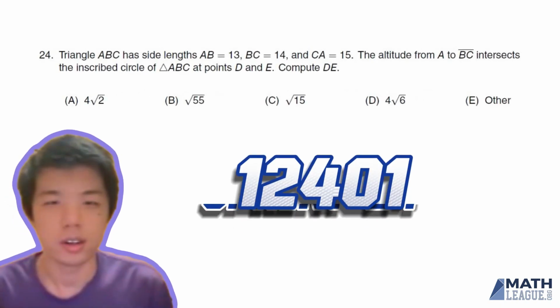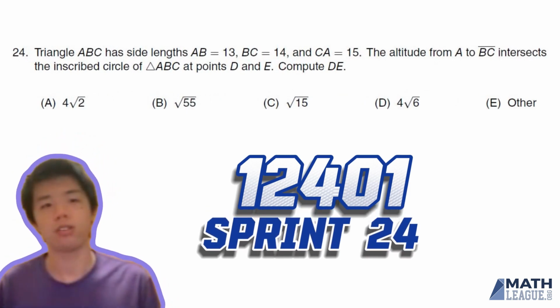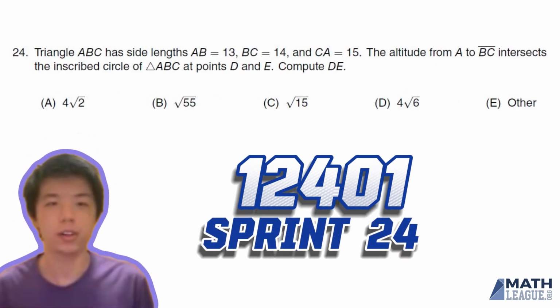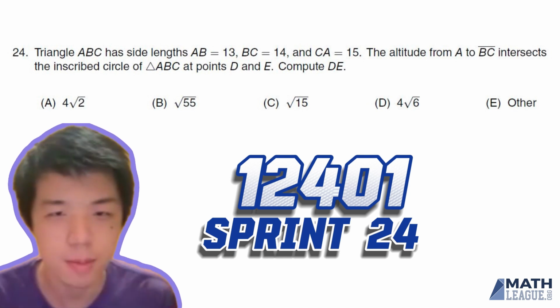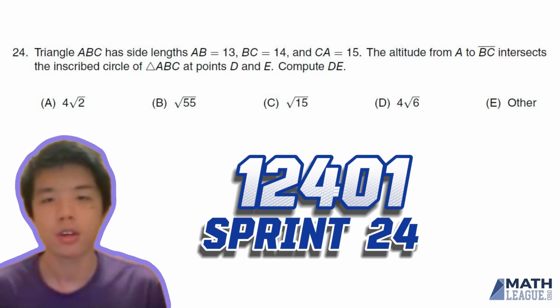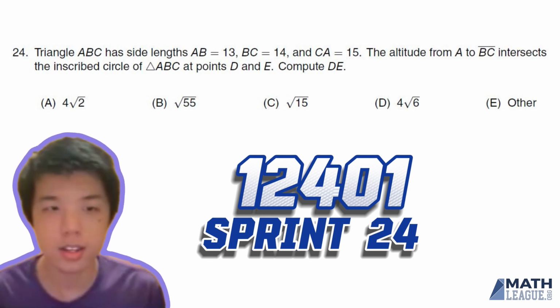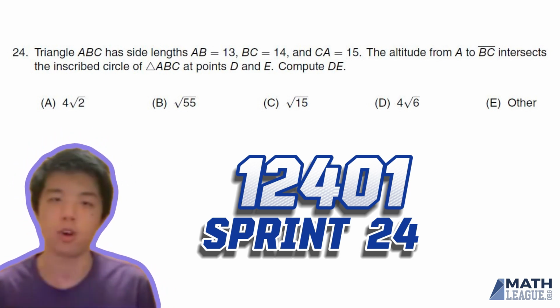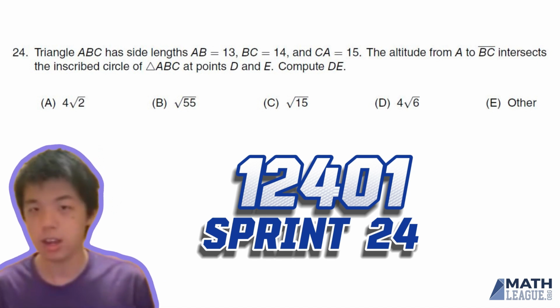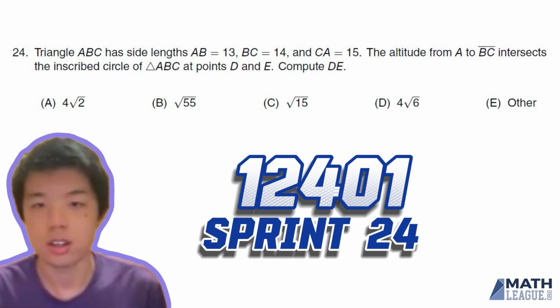Okay, so this is problem 24 of the sprint round, which reads: triangle ABC has side lengths AB equals 13, BC equals 14, CA equals 15, and the altitude from A to BC intersects the inscribed circle of triangle ABC at points D and E, and we're asked to compute DE.